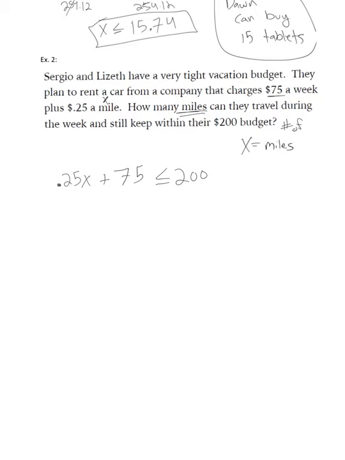So to start solving this multi-step inequality, we always want to cancel out the addition or subtraction first. So looking to get the 0.25x by itself, we want to cancel out the 75 by subtracting it from both sides.